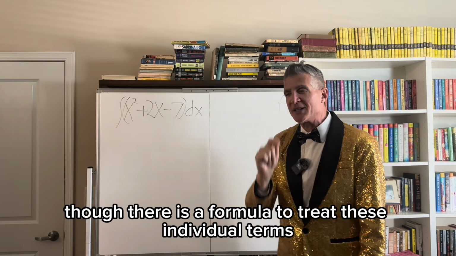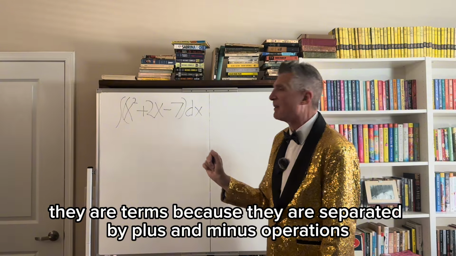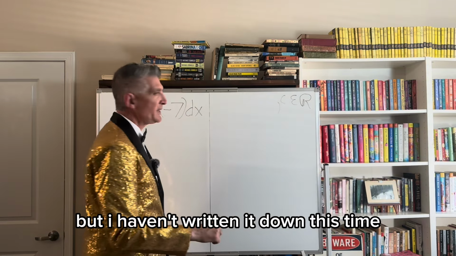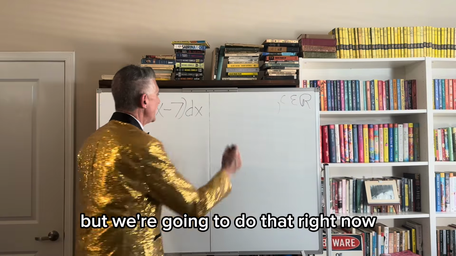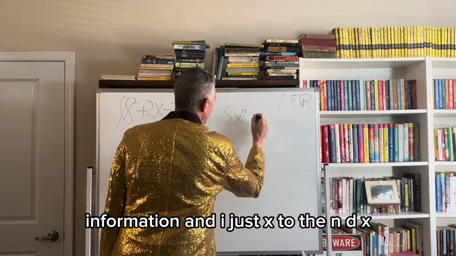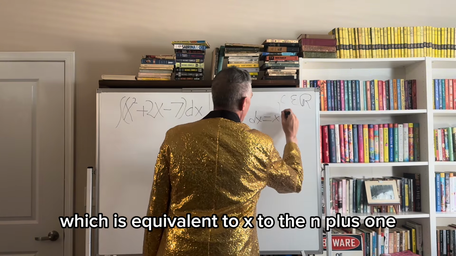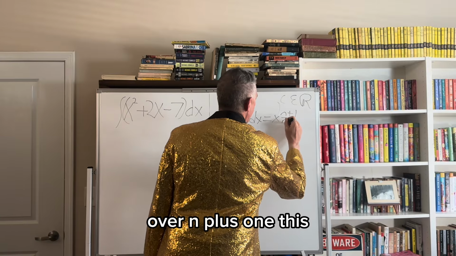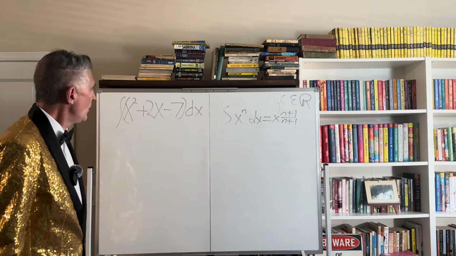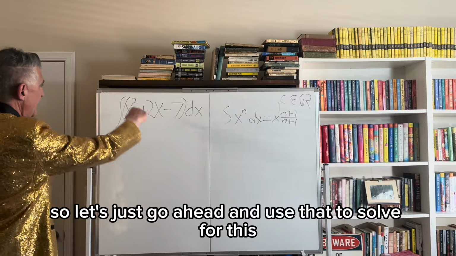The nice thing is, though, there is a formula to treat these individual terms. They are terms because they are separated by plus and minus operations. And as I already said, there is a formula, but I haven't written it down this time, so we're going to do that right now. And it's just real simple. We have written this down before, though, FYI. And that's just the integral of x to the n dx, which is equivalent to x to the n plus 1 over n plus 1. This, my friends, will guide us to, what do I always say, the shores of safety or something to that effect. So let's just go ahead and use that to solve for this.